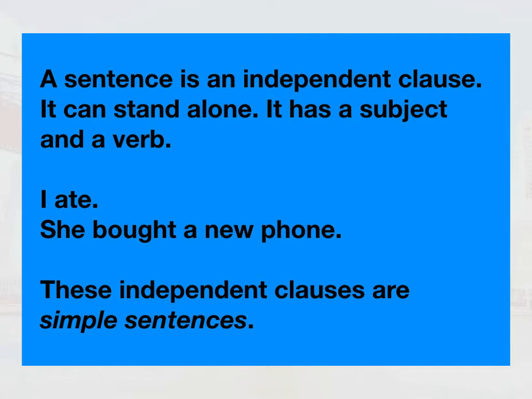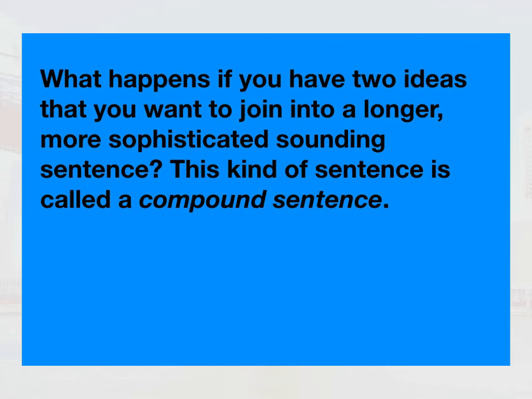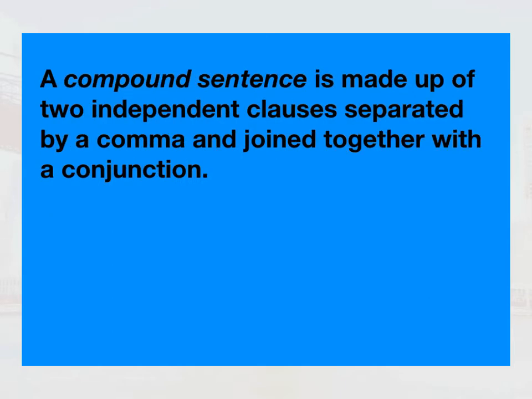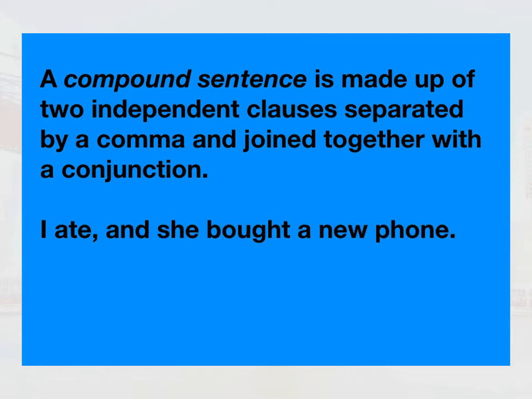Now, what happens when you have two ideas that you want to put together into a longer, more sophisticated sounding sentence? First off, you can just start with what we call a compound sentence. A compound sentence is made up of two independent clauses separated by a comma and joined together with a conjunction. I ate, and she bought a new phone.